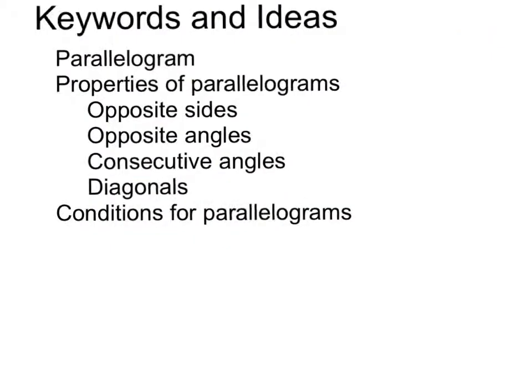Alright, skill number 43 covers 2 sections out of the textbook. For the skill test, we need to keep in mind these keywords and ideas. We should be able to draw and identify parallelograms. We should know the properties of parallelograms, those being the opposite sides are congruent, opposite angles are congruent, consecutive angles are supplementary, and diagonals bisect one another. We should also be able to identify conditions for parallelograms. So if you had two sides that were congruent and parallel, then you would have a parallelogram.